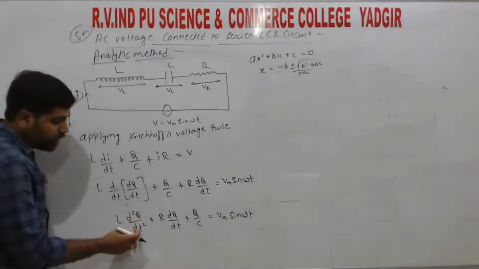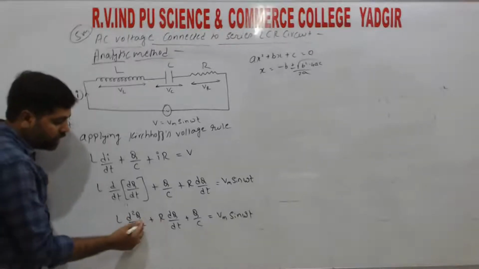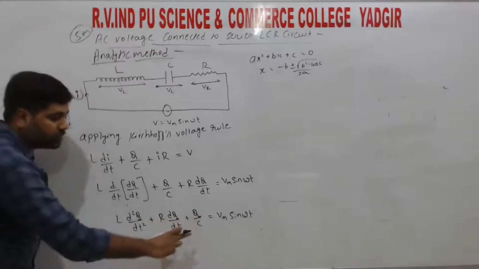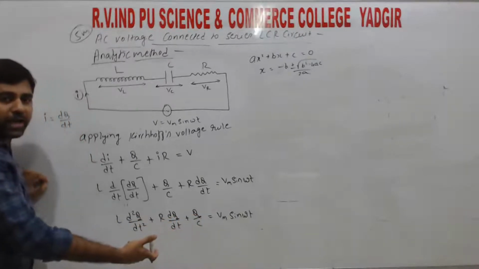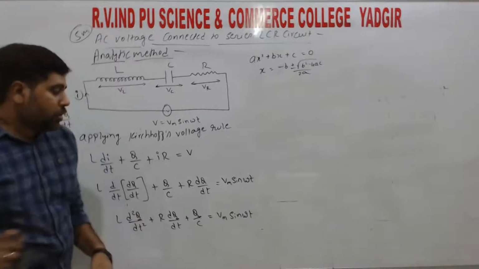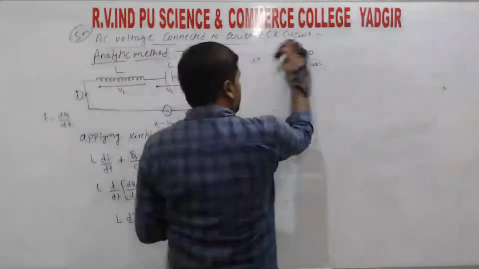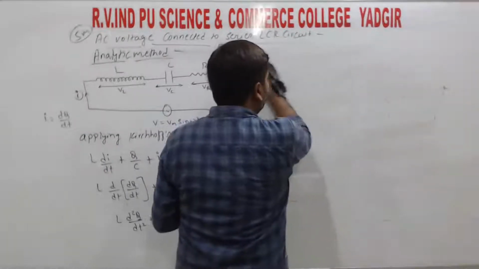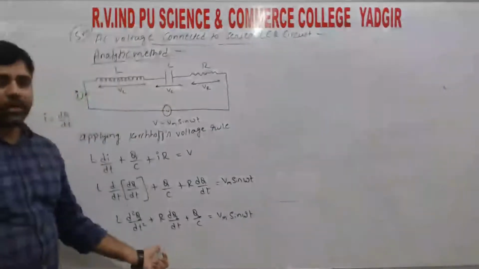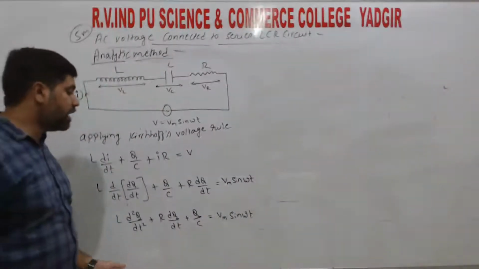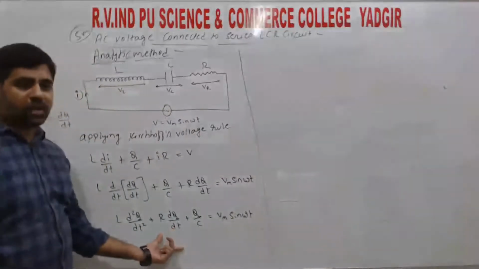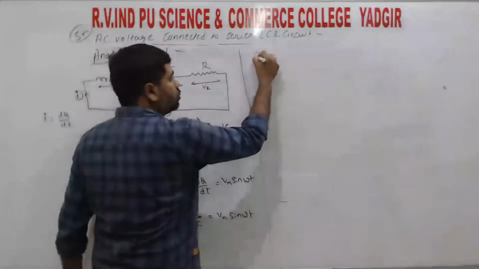So that is d square q by dt square, each having the charge q. If we simplify this relation, we get a solution for q. This second order differential equation comes in your maths. There are many methods to simplify the given relation, so here we are directly writing it. If we simplify this relation, we get one solution for q.